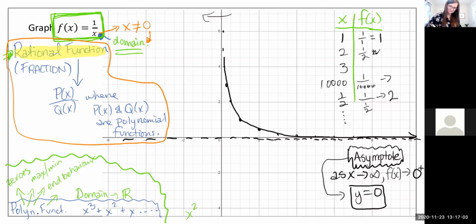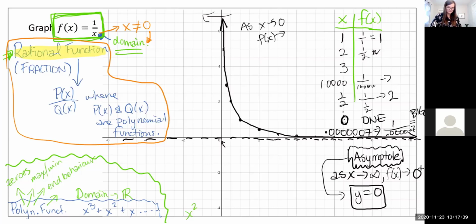Yes, we do. And this one's a little different, right? That asymptote is actually occurring because if I say 0, that will not exist. But if I say 0.000007 or whatever that is, that's going to be 1 over that really small number, which will actually be a big number. So as x approaches 0, f of x goes really big to infinity. And well, that's from the positive.